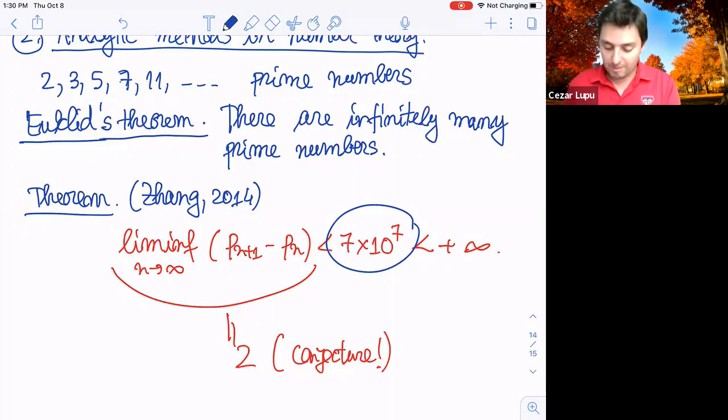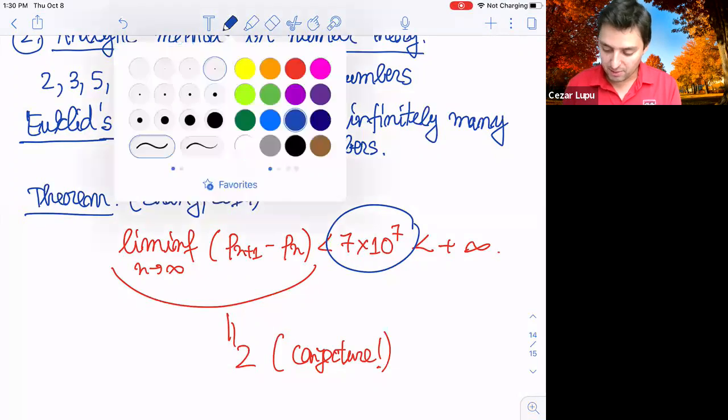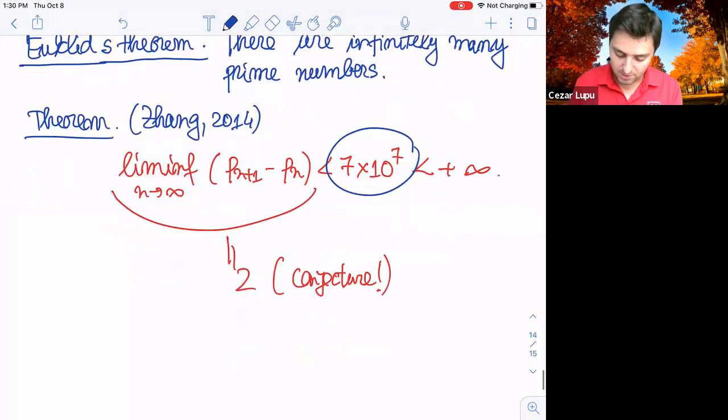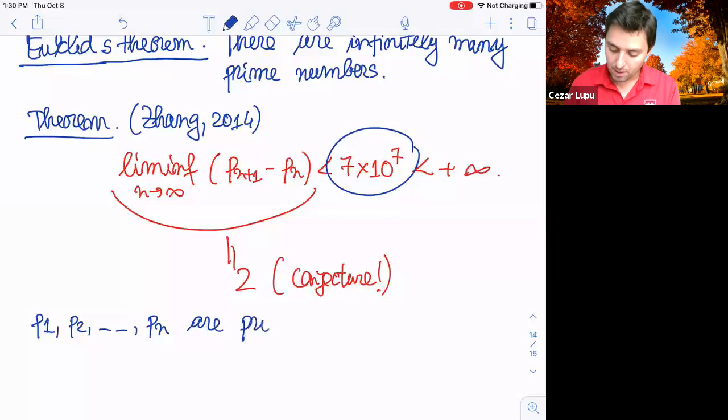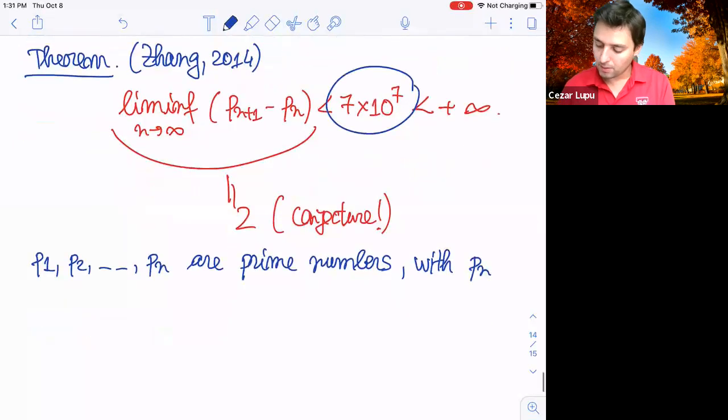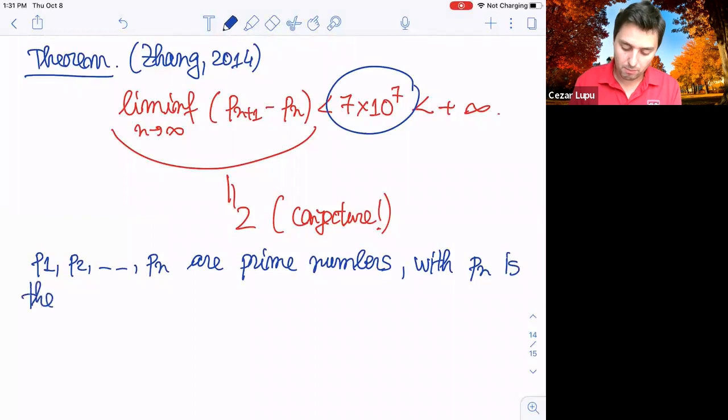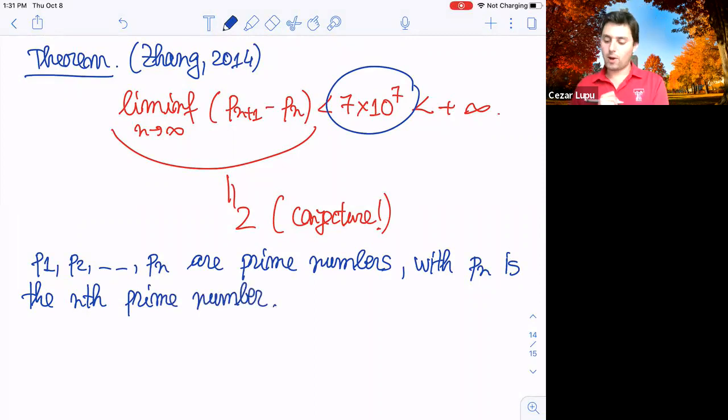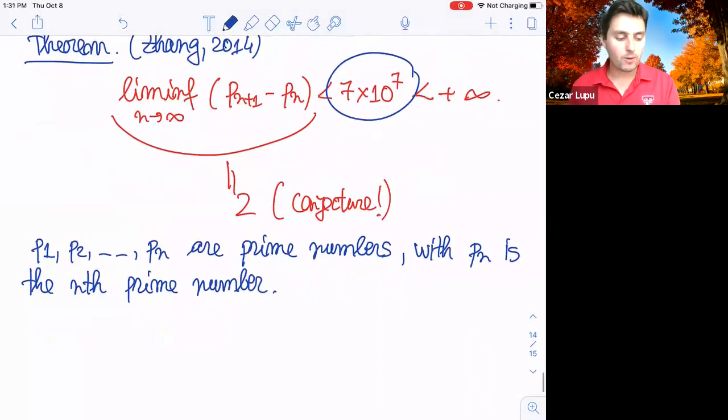Anyway, so these are the prime numbers. Let's say P1, P2, Pn are prime numbers, and Pn is the nth prime number. Now I'd like to say a few things about this.